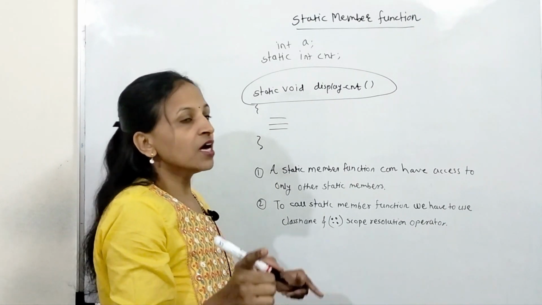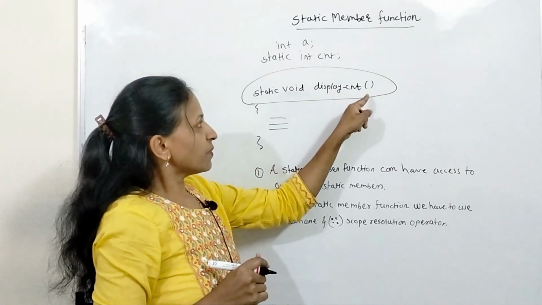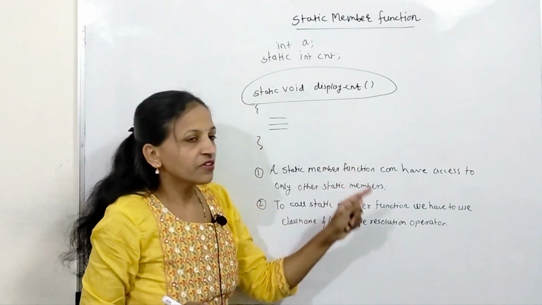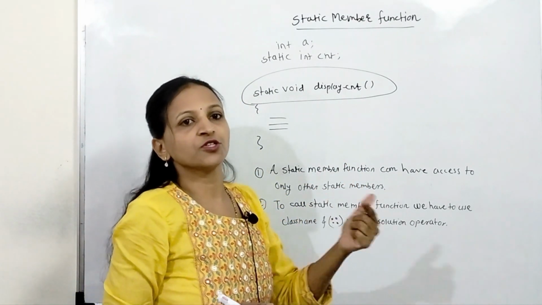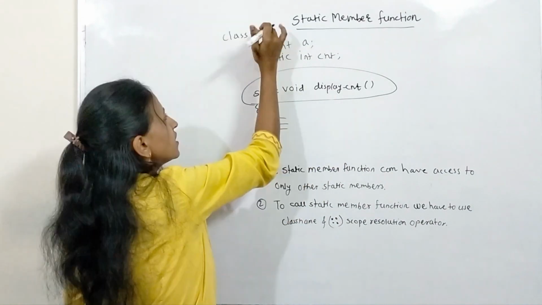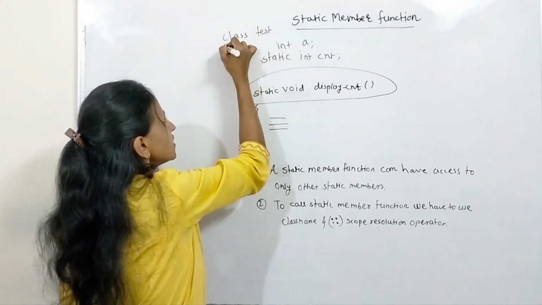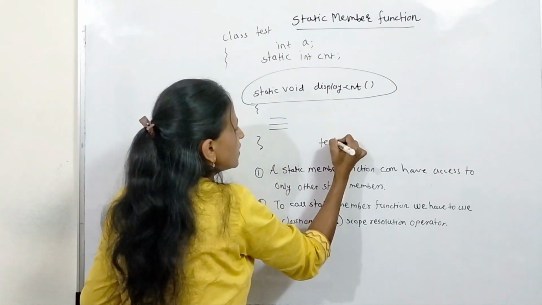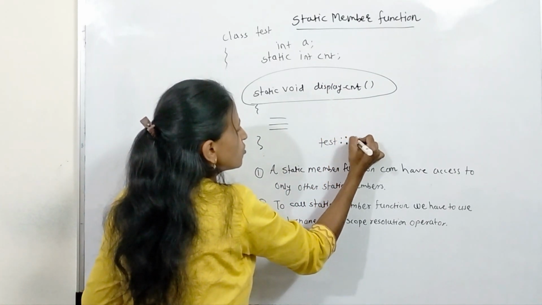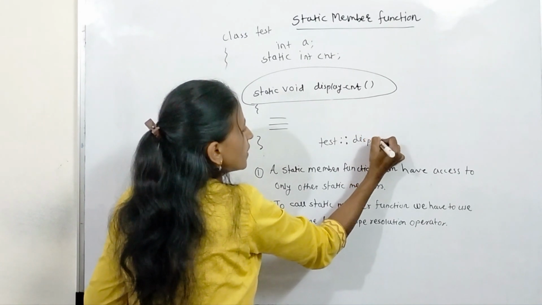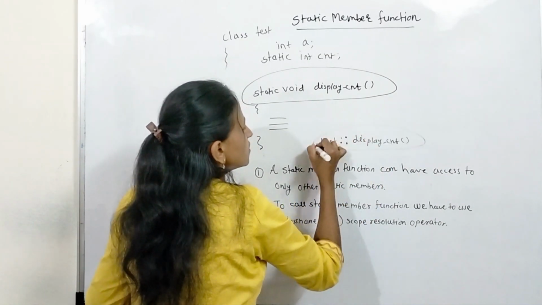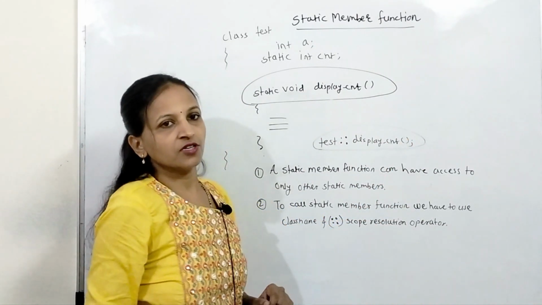Always keep that in mind. Then how can we call this member function? To call it we have to use the class name and the scope resolution operator. For example, suppose your class is test, then how do we call this member function? Simply Test, that is the class name, scope resolution operator, display count. This is the way to call a static member function.